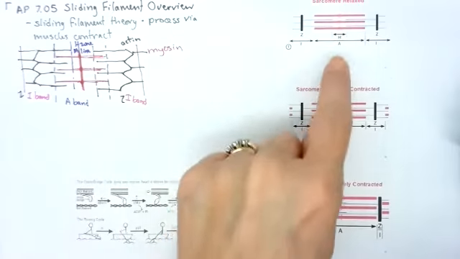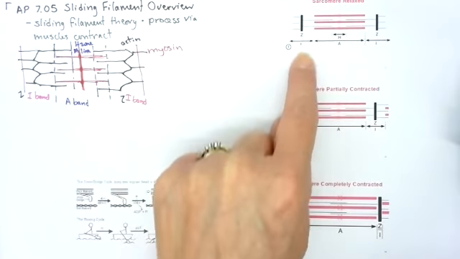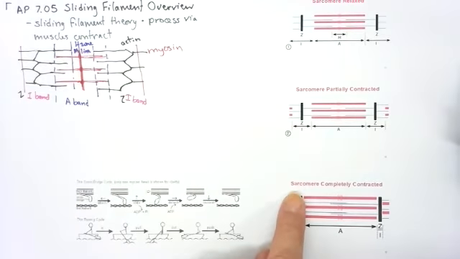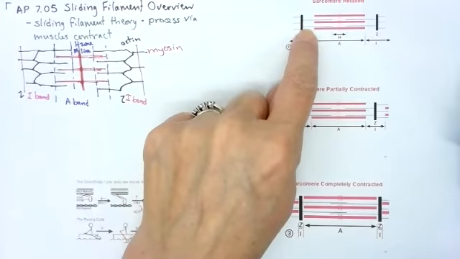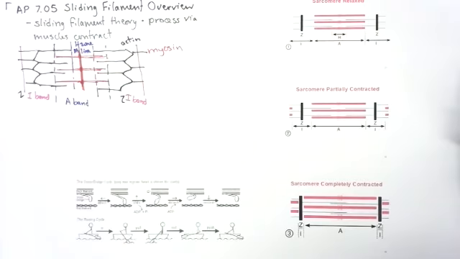We said that's in a relaxed sarcomere. So up here at the top, I have a relaxed sarcomere. I have a sarcomere partially contracted, and here I have a sarcomere completely contracted. They actually did their Z lines in black and their actin in blue, so you have to look at the relationship between the myosin and the actin. I want you to pause the video and see if you can figure out what has changed from the relaxed sarcomere to the contracted to the completely contracted.